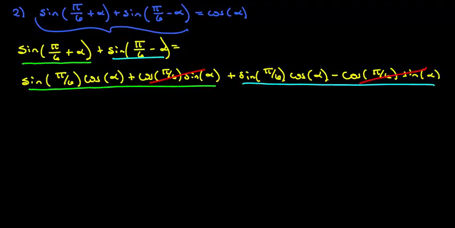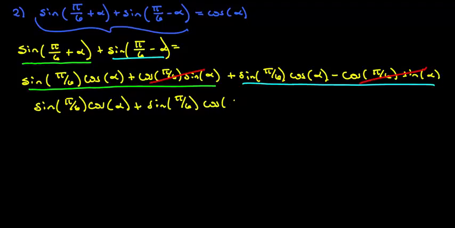And what I'm going to be left with is I've got the following. I'll write this out in separate steps, but you don't have to do this, obviously. So sine pi over 6 cosine alpha plus sine pi over 6 cosine alpha. So I've got two of those. So 2 sine pi over 6 times the cosine of alpha.